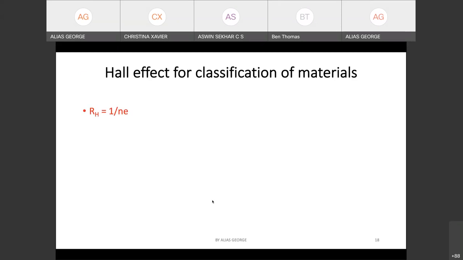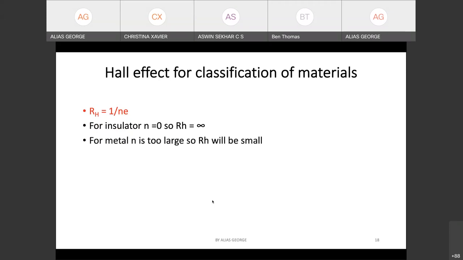So for an insulator, what will be the charge carrier concentration? The amount of charge carriers in an insulator will be 0. So 1 by 0 is infinity, right? So for an insulator, RH will be infinity. Infinity means a somewhat higher value, not literally infinity. So if, while measuring in the Hall experiment, you get such a large value, say 1000 or in that range, you can easily say that it is an insulator.